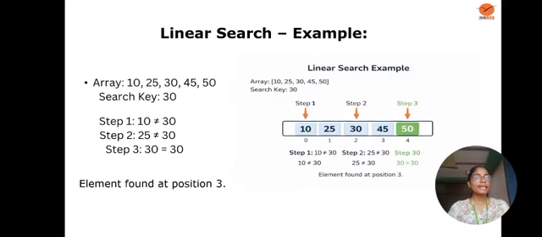So, linear search example. As we discussed in the previous slide, here is an array: 10, 25, 30, 45, 50. The search key element is 30. It checks 10 with 30, it is not equal to 30. Then it goes to 25. It compares 25 with 30, it's not matched. So it moves to the next element, that is 30. Here 30 is equal to the key element we gave. So it is found at position 3. So it returns element found at position 3.